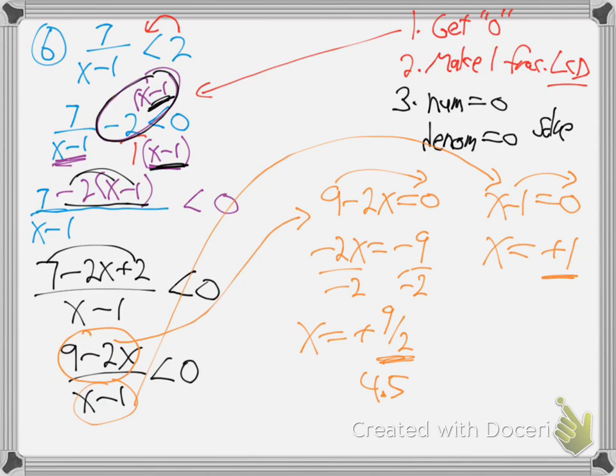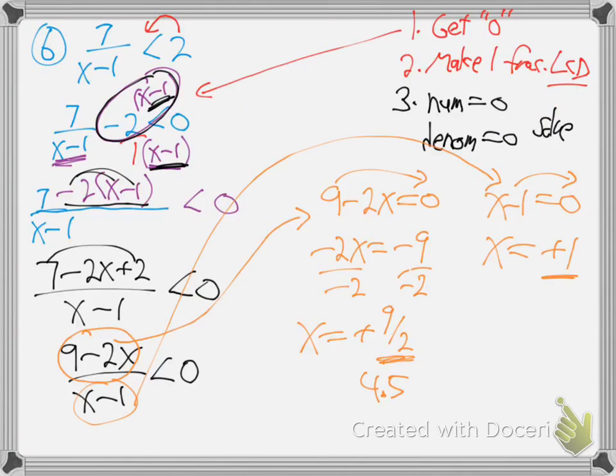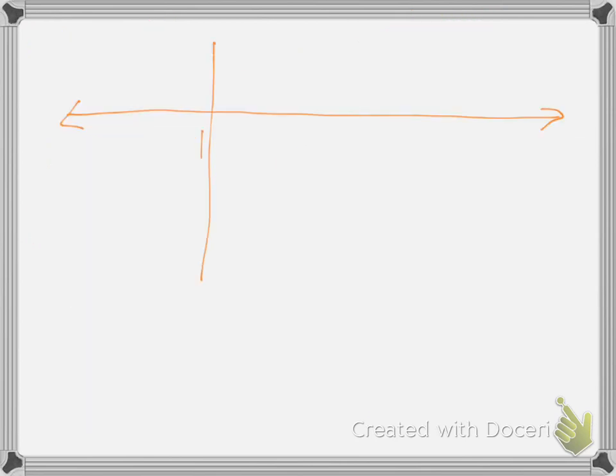So now we've done 3 steps. What are we going to do now? Step 4, we're going to go to the number line, aren't we? So I'm going to go to a number line on step 4. It's always the last step. And put these two answers, 1 and 4.5, on the number line. So here's 1, and here's 4.5, which is the same as 9 halves if they want a fraction answer.